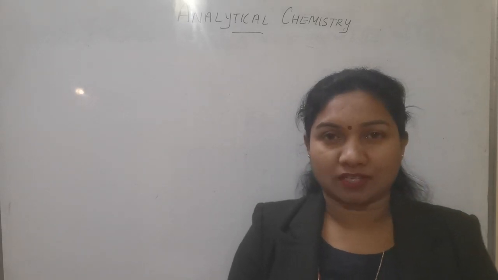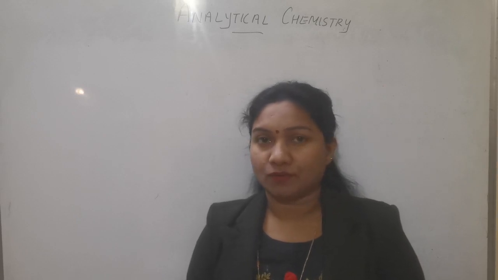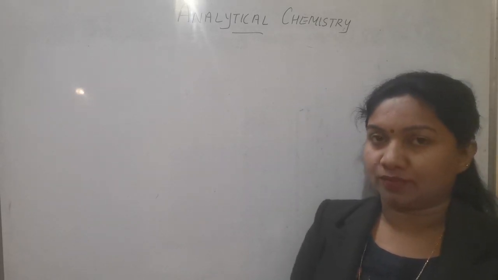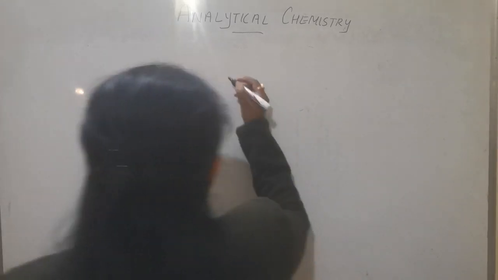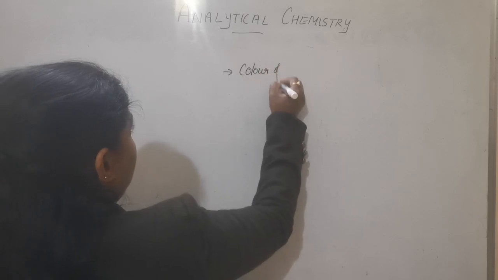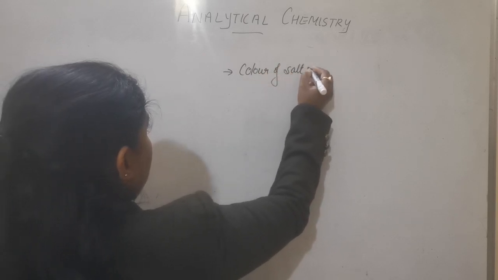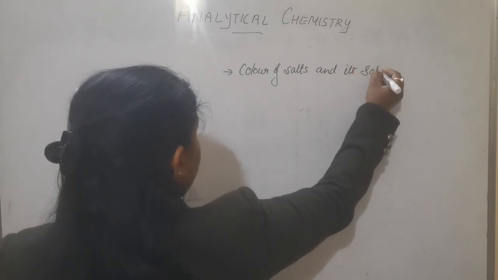Today we are going to start the new chapter, that is analytical chemistry. This chapter is somewhat related with the previous one, acid, bases and salt. But here we are going to study about color of certain salts and its solutions.